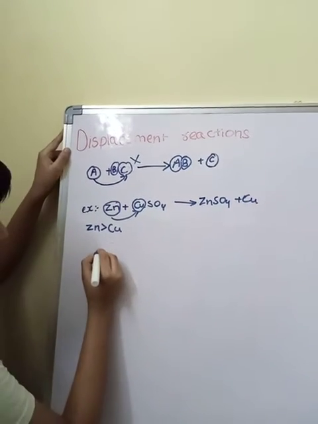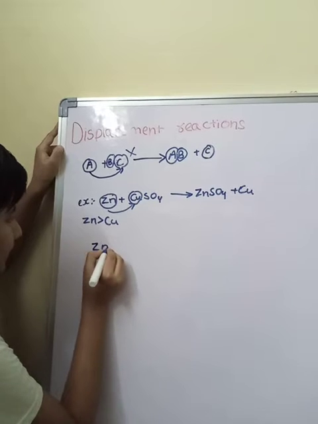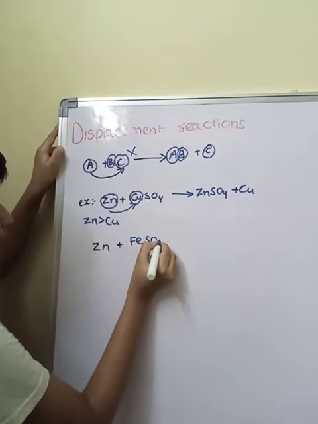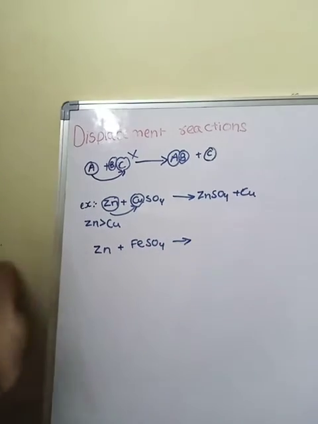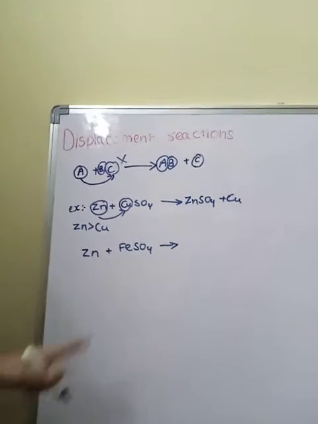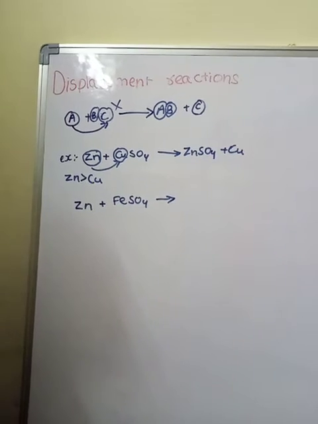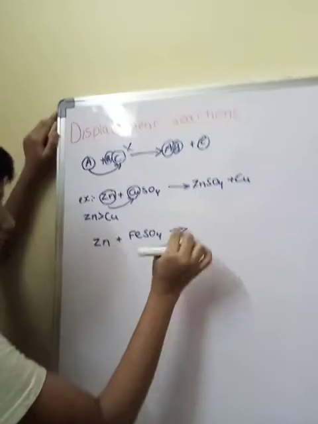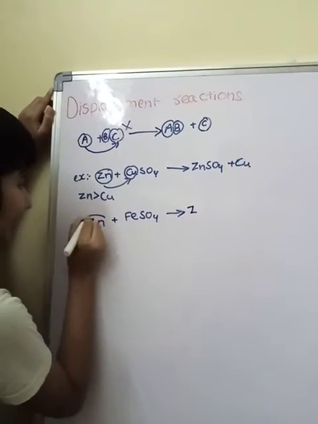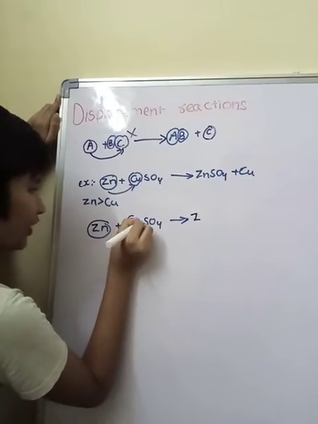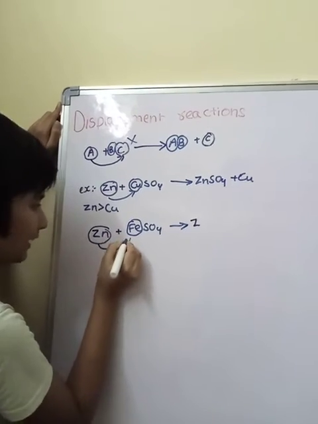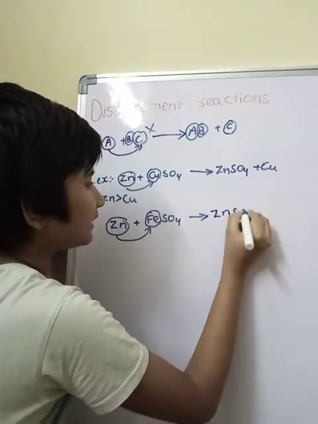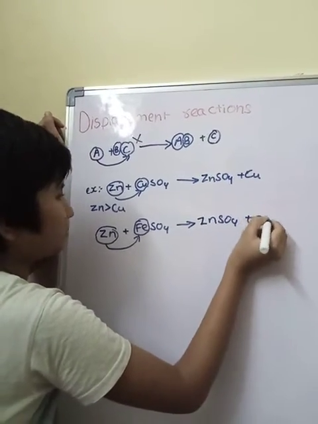Or if I am taking Zn and reacting it with FeSO4, in this reaction this Zn displaces Fe. This zinc displaces iron from iron sulfate, and it forms zinc sulfate and releases iron outside.